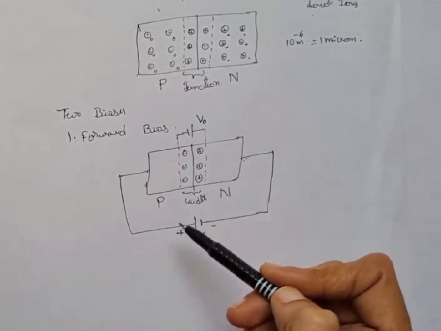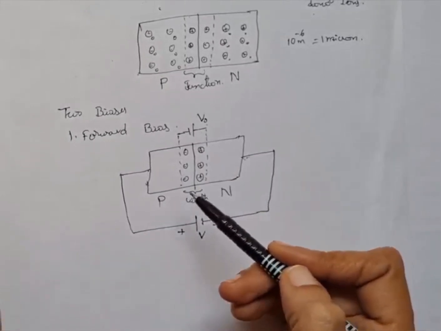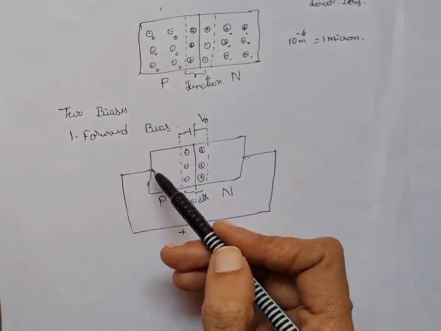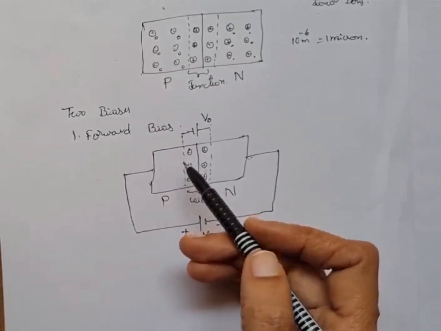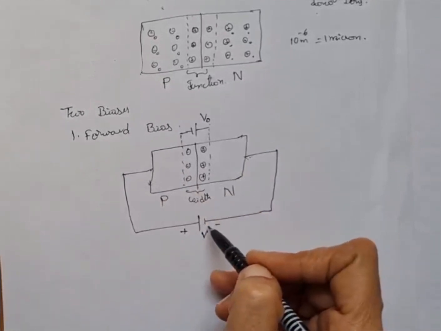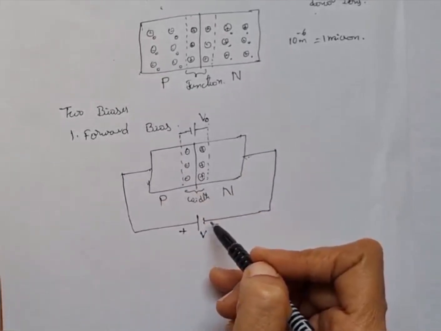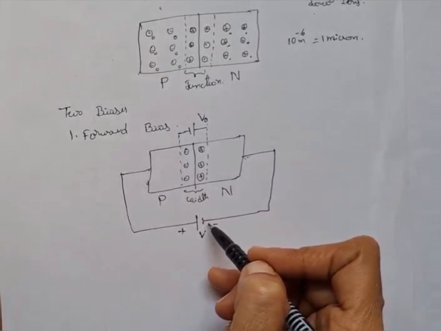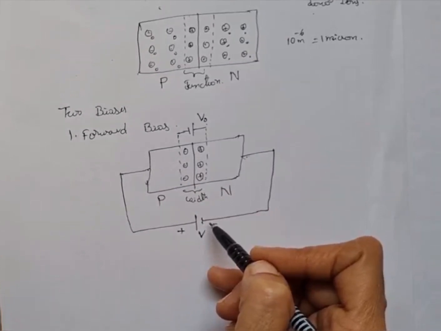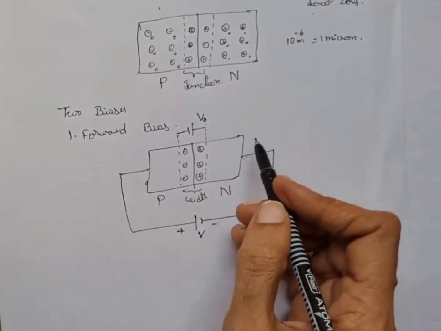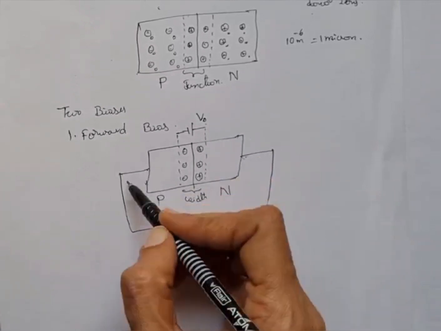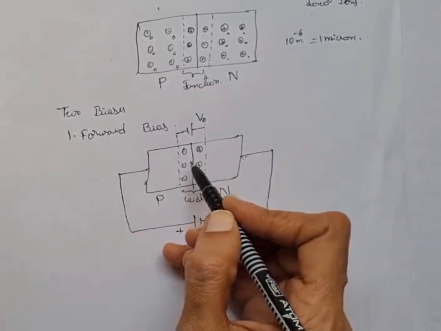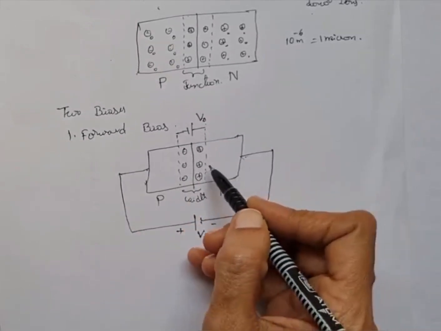Under the forward bias condition, the applied positive potential repels the holes in the p-type region. And the negative terminal, negative meaning the negative terminal of the battery, right? Here these electrons in the n-type region are repelled. So holes move towards the junction and electrons move towards the junction.